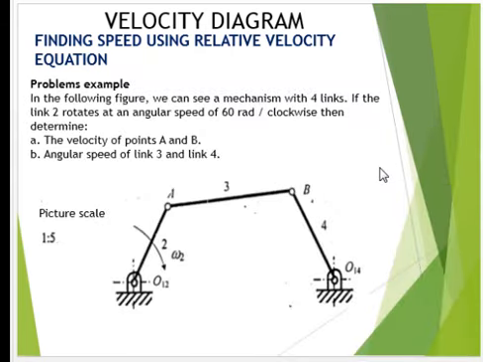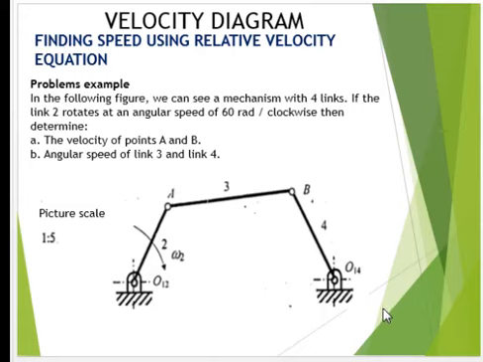To clarify today's lesson, it's good to try the following example question. This is the problem sample. In the following figure, we can see a mechanism with four links. If link 2 rotates at an angular speed of 60 radians per second in the clockwise direction, then determine the velocity at points A and B. The second question is the angular speed of links 3 and 4.